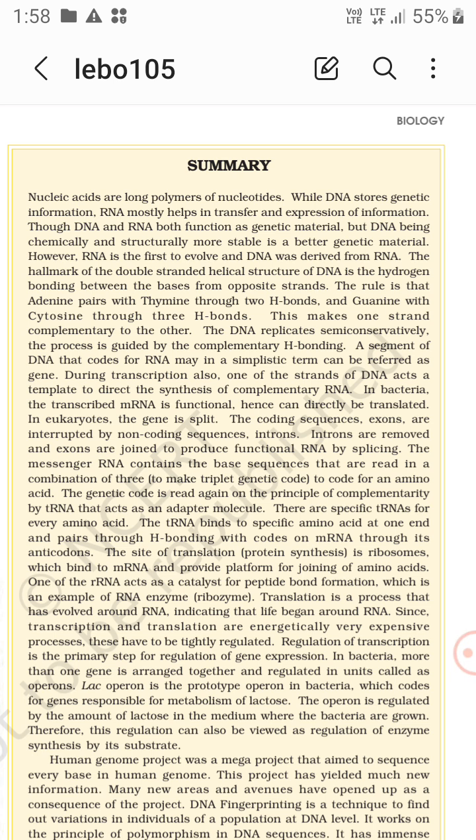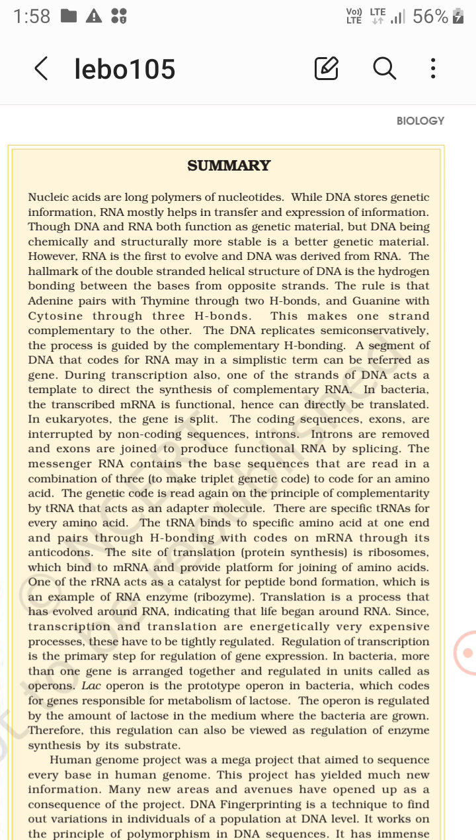Now, nucleic acids are long polymers of nucleotides, right? While DNA stores genetic information, RNA mostly helps in the transfer and expression of information.